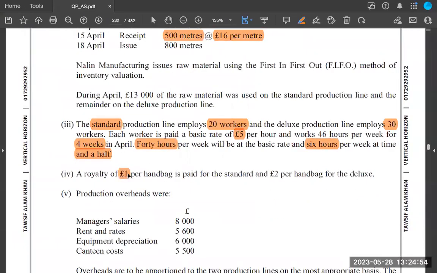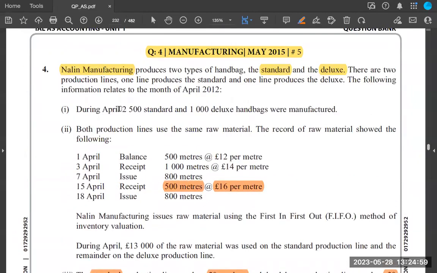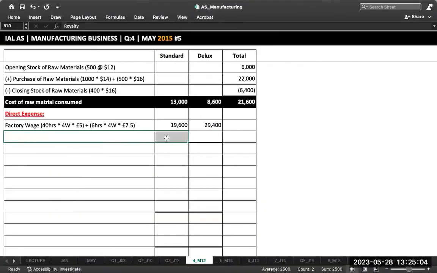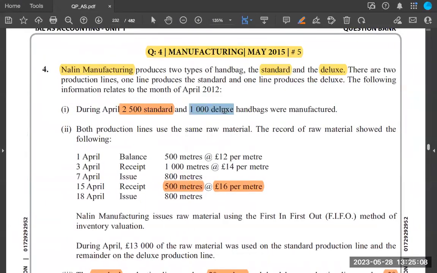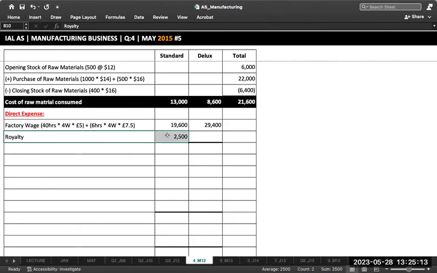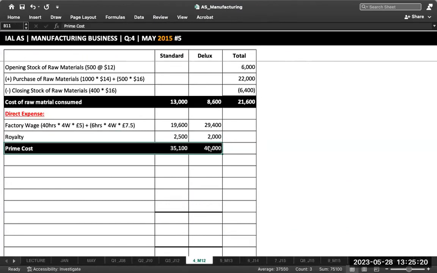Okay, do we have royalty? We got a royalty of how much for how many standard produced? So 25000 into 1 is going to be the royalty for standard, 2500. And for how many deluxe produced, for each 2. How much does it come to, guys? Done, and that gives you the prime cost. Clear, guys? Any question? Now the last thing to find is what?